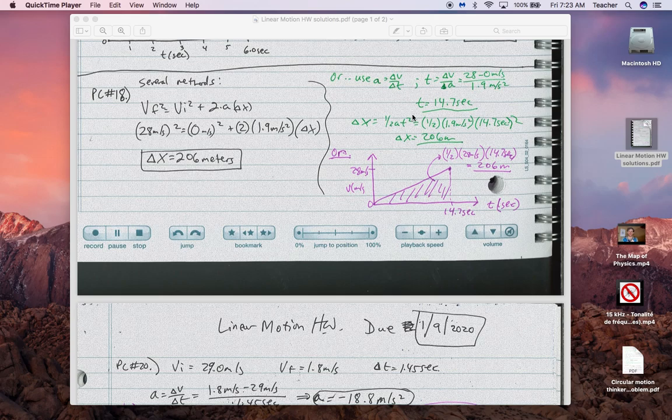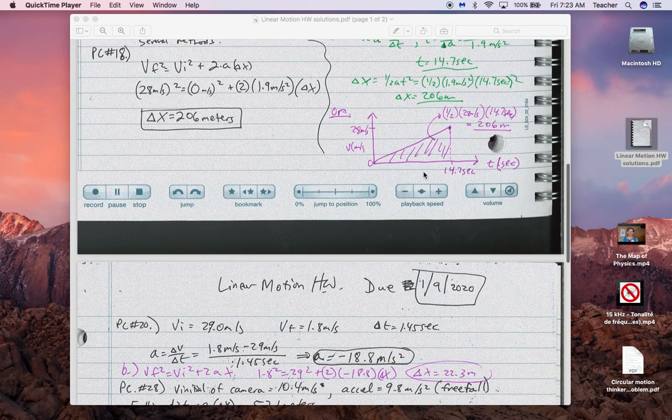So I can figure out that it's going to take 14.7 seconds to take off because I can rearrange my A equals delta V over delta T. And then I can just use the area of this graph. 14.7 seconds, 28 meters per second. Again, 1 half base times height will give us that. Same answer, 206 meters.